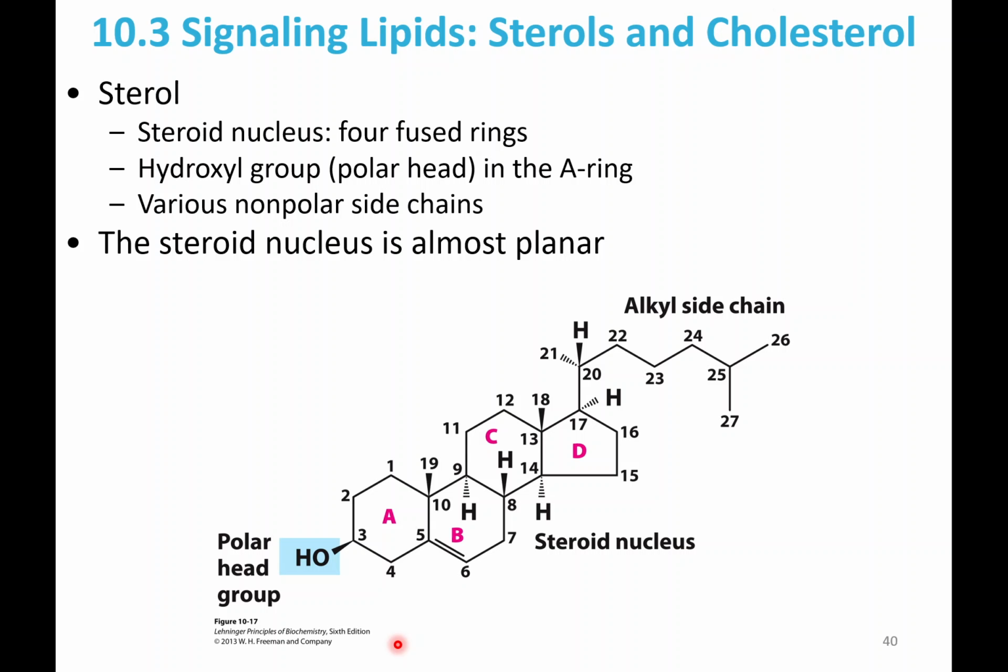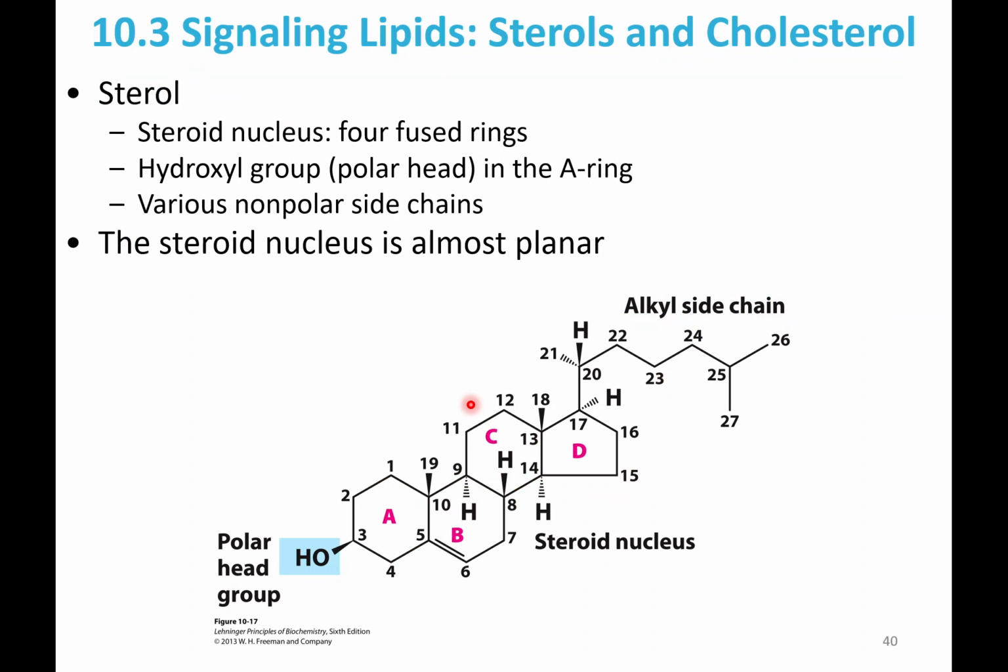They have what's known as the steroid nucleus. A steroid nucleus is these 4 connected rings, A, B, C, and D. The hydroxyl head group, you can consider that their polar head group. And then they have various non-polar side chains here, so methyl groups at positions 18 and 19, or carbons 18 and 19, I should say. This steroid nucleus, because of how the rings are structured, is almost planar.